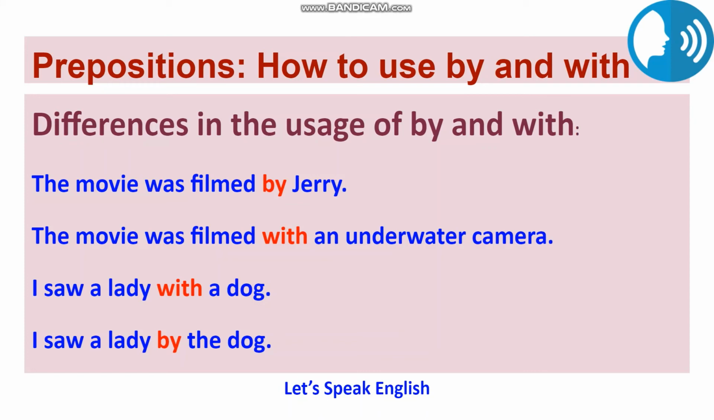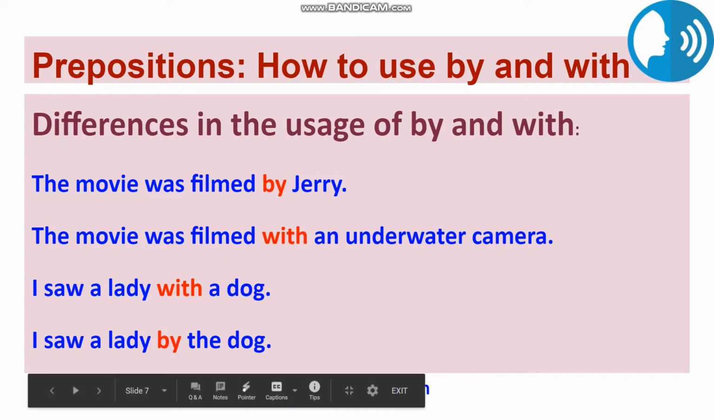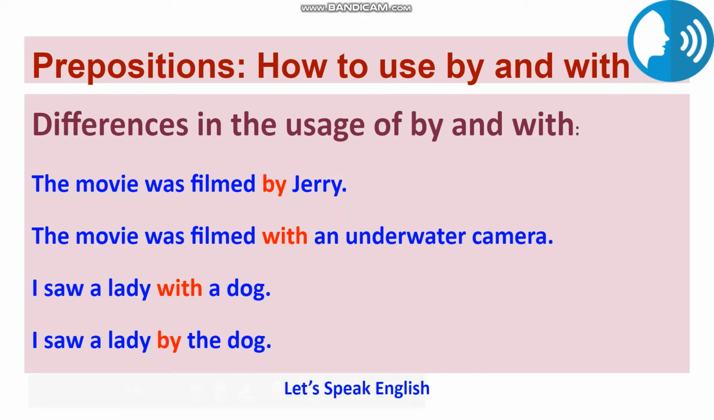So now let's look at a few situations where both with and by can be used correctly. But of course, it means that the meaning changes. And this is where it can get a little confusing. All right? So I want you to take your time here. The movie was filmed by Jerry. The movie was filmed with an underwater camera.